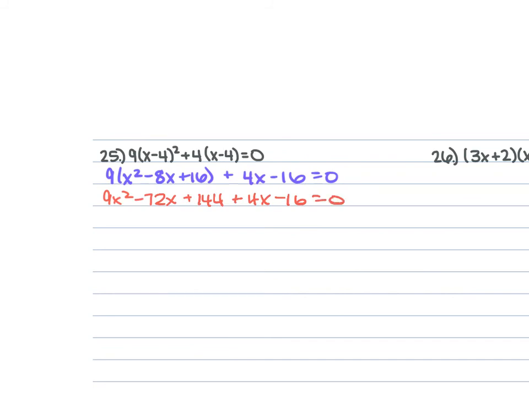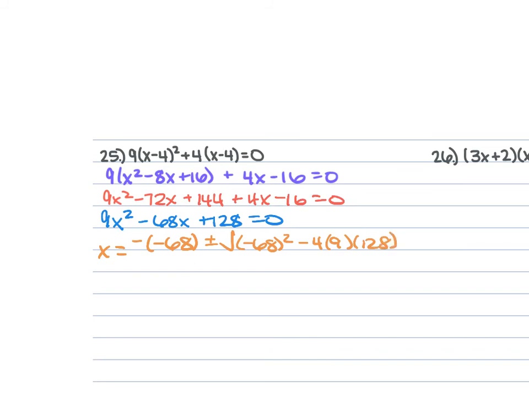From here, the 9x squared is going to stay. The negative 72x is going to combine with the 4x. That gives us negative 68x. And the 144 minus 16 gives us 128. I'm going to use my quadratic formula only because, yes, I know I'm working with big numbers, but I just prefer to use the quadratic formula. So x is equal to a negative times negative 68 plus or minus the square root of negative 68 squared minus 4 times 9 times 128 all over 2 times 9.